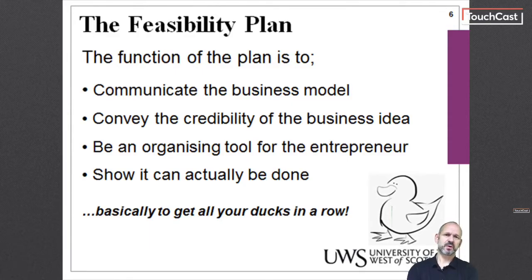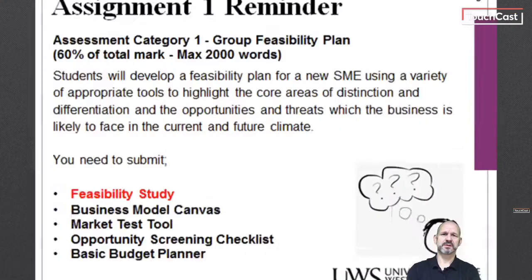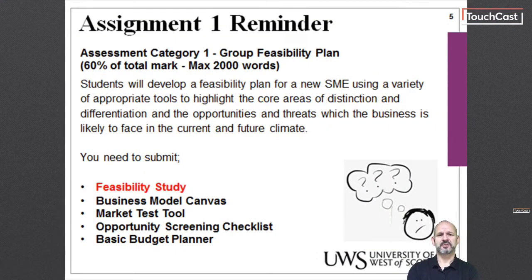So for assignment 1, you need to submit the following documents, and we'll be discussing and completing these support documents as we progress through the module. In addition to the core feasibility study, we also need to submit a business model canvas, a market test tool, an opportunity screening checklist, and also a basic budget planner.